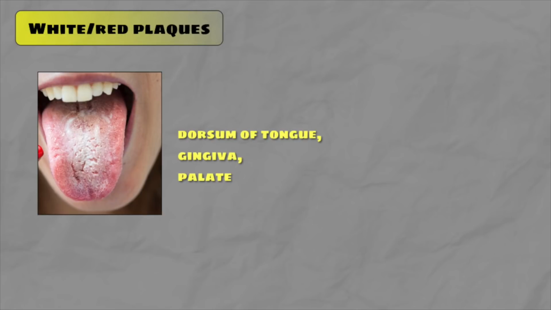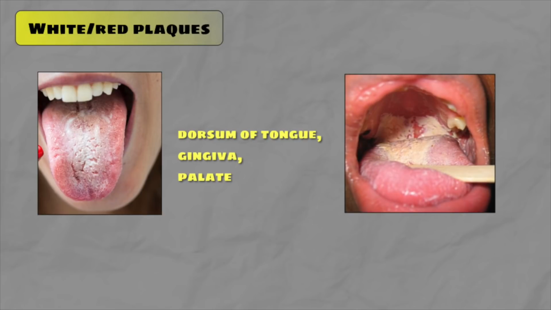Next is white and red plaques. White and red patches or plaques were reported on dorsum of tongue, gingiva and palate of patients with confirmed or suspected COVID-19. Candidiasis due to long-term antibiotic therapy, deterioration of general status and decline in oral hygiene can be the cause of white or red patches or plaques.